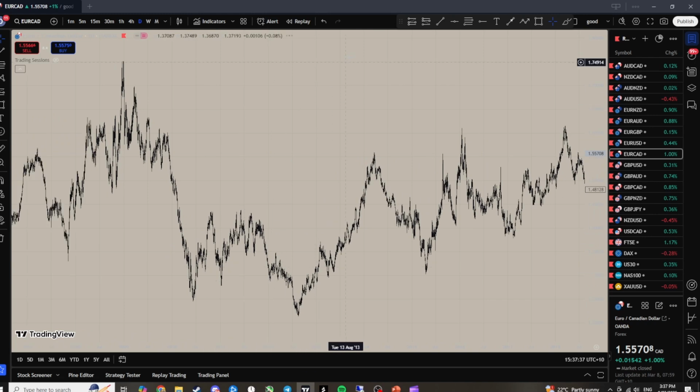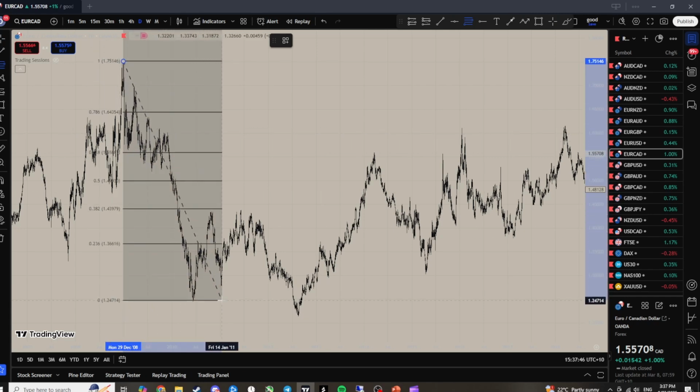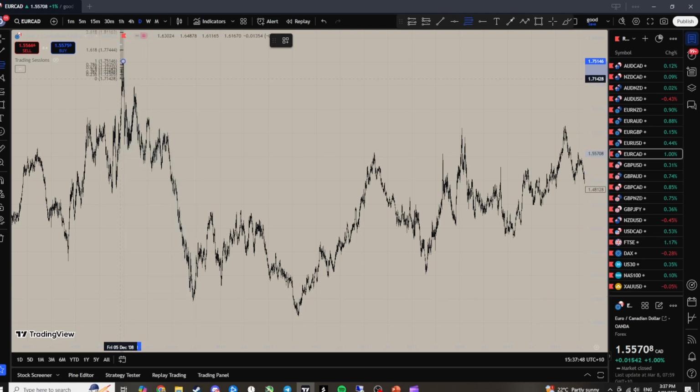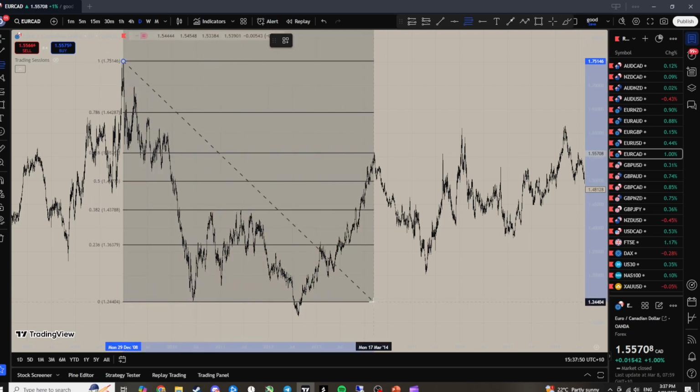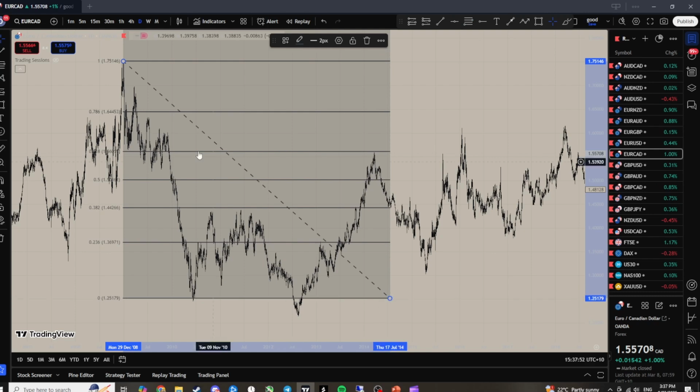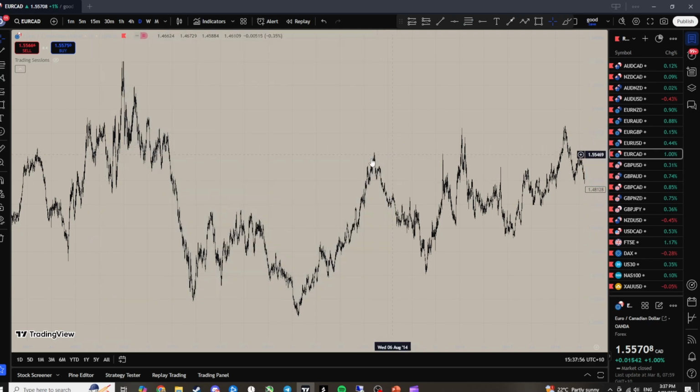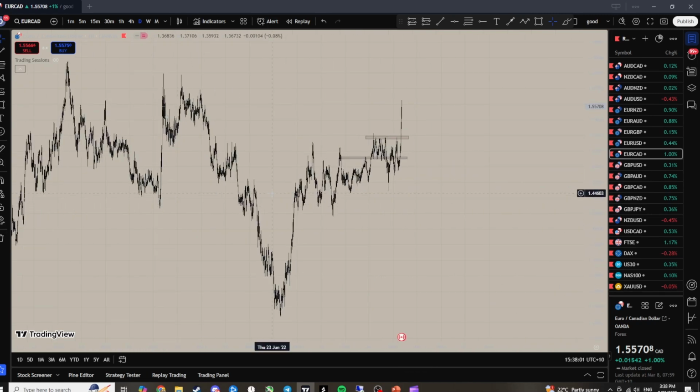Same with up here, we've come down from this, pretty much the move where you'd mark it from. Let's just say here. So we draw it from the top to the bottom of this move, and we can see that eventually with time we do have another 618 retracement, which is where it reverses from. So price is going to have these pullbacks where these banks take their profits.